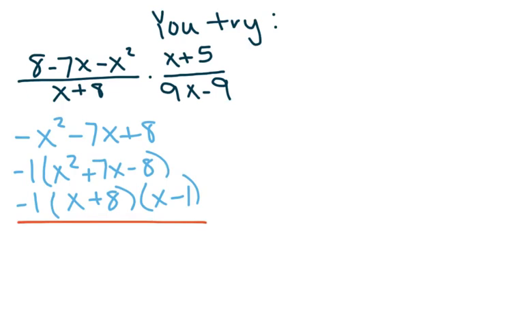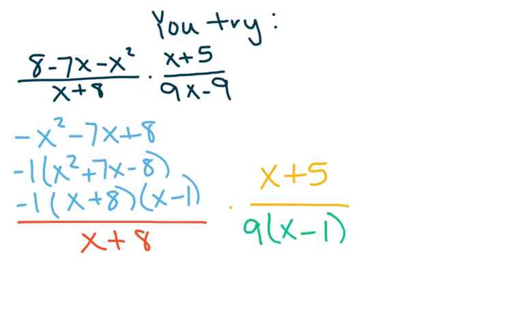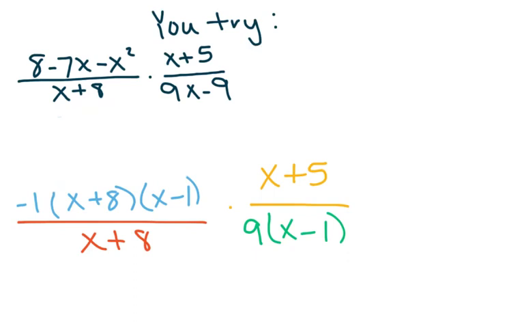So then, it's pretty nice. The denominator on the first one, I don't have to do anything to. Also, same thing, the numerator on the second one, I don't have to do anything to. And then the denominator on the second one is just taking out a 9 GCF, and you're left with x minus 1.